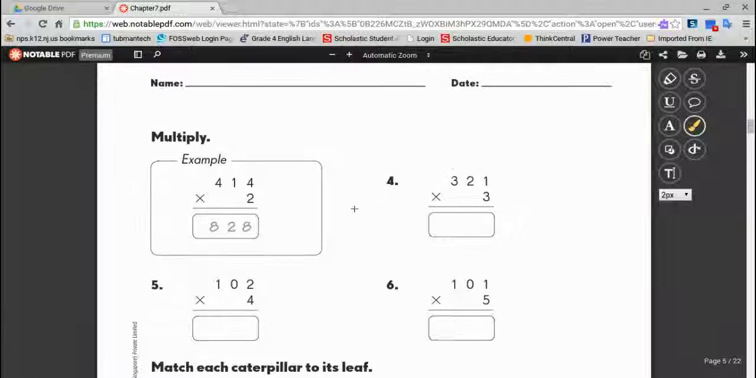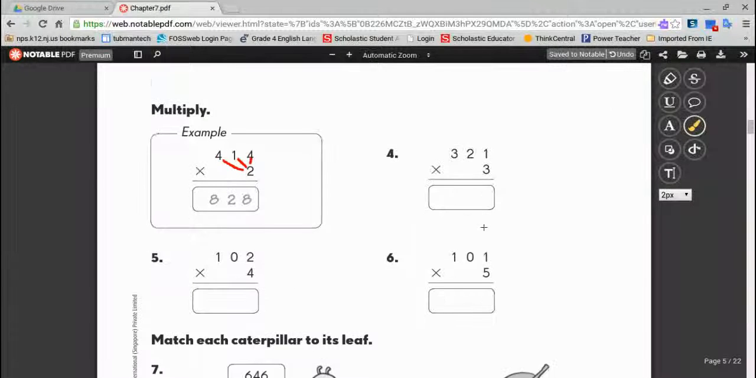This is page 123, multiply. Alright, so if you look at our example, we're multiplying 414 times 2. And in order to do that, we have to multiply the ones first. So we have 4 times 2, which is 8, then multiply our tens. 2 times 1, which is 2, and then multiply our hundreds. 2 times 4, which is 800, so our final answer is 828.